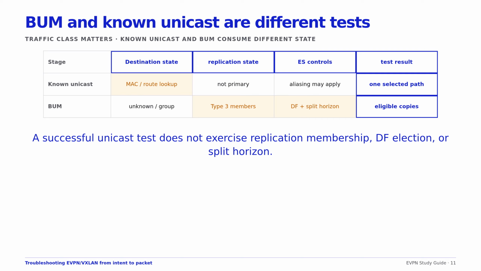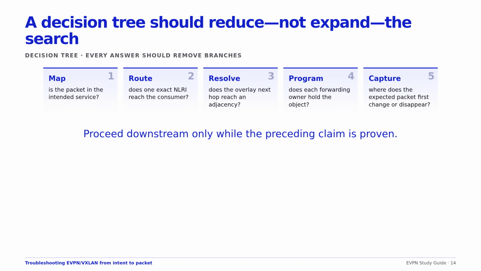Use the tree as a sequence of falsifiable questions. Is the representative packet generated? Does running intent map it to the expected service? Is the exact EVPN route present and imported? Are every overlay and underlay dependency resolved? Is the required forwarding object present in software and hardware? At which capture point does the packet first disappear or change incorrectly?